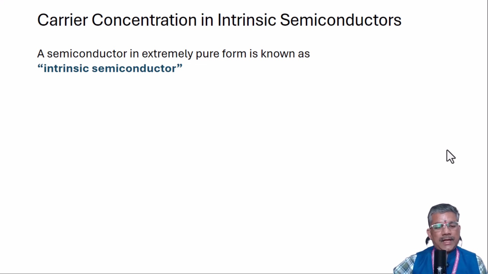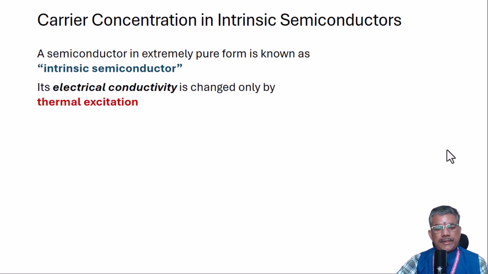First, let us understand what an intrinsic semiconductor is. An intrinsic semiconductor is a pure semiconductor that is without any impurity added to it. The best example is pure silicon or pure germanium.